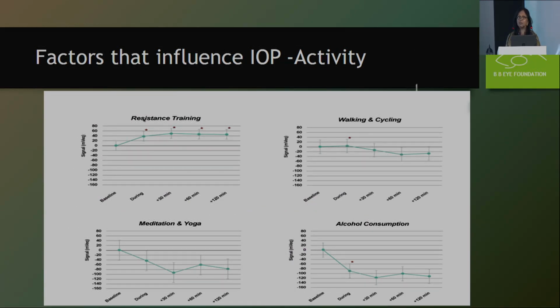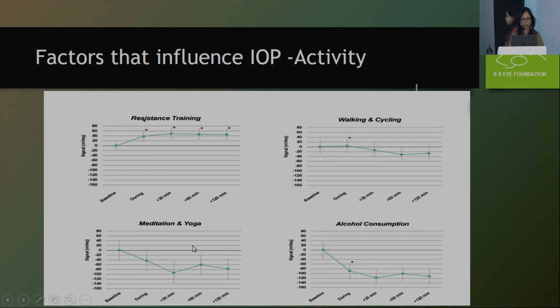Next, we have activity. You'll be surprised to know how activity influences intraocular pressure. Just look at that. Resistance training, any kind of band push-up or weightlifting. Just look at where the intraocular pressure goes with resistance training. Next, we move on to walking and cycling. However, during walking and cycling, look how intraocular pressure comes down. That's 30 minutes post, 60 minutes post, and 120 minutes post.